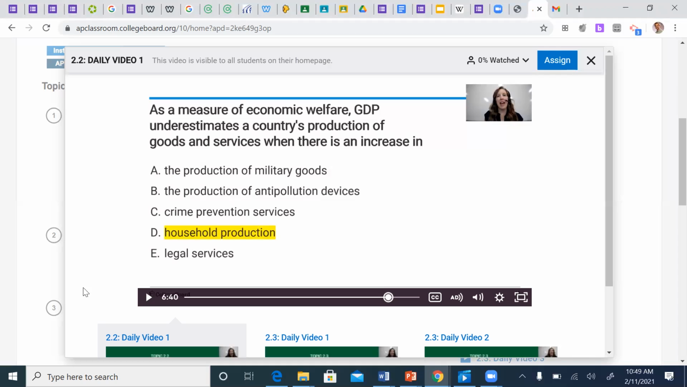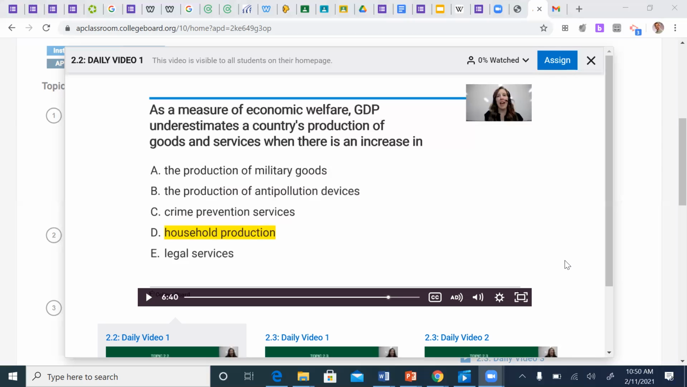All right, so any questions over the last bit of GDP and the limitations of GDP? This is one of the easier sections of this course, GDP. But I totally get it if anybody had some confusion about anything.